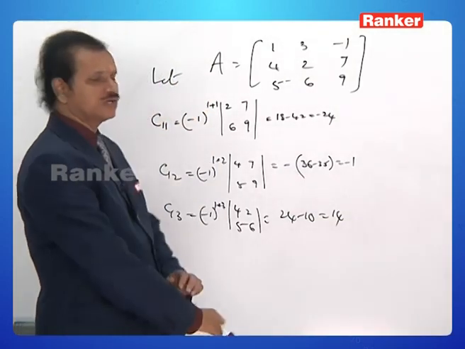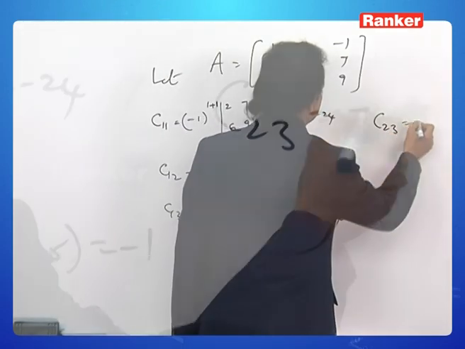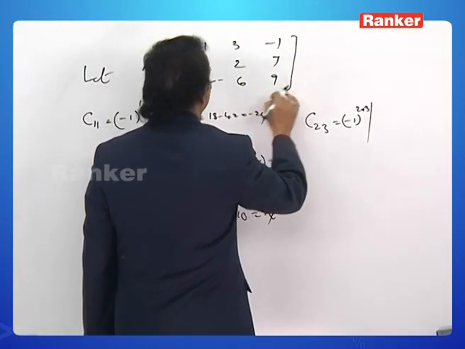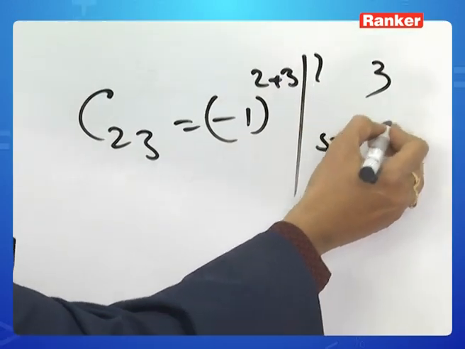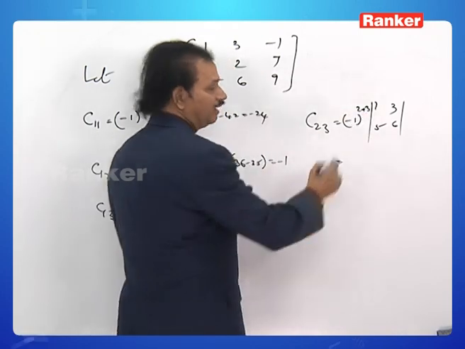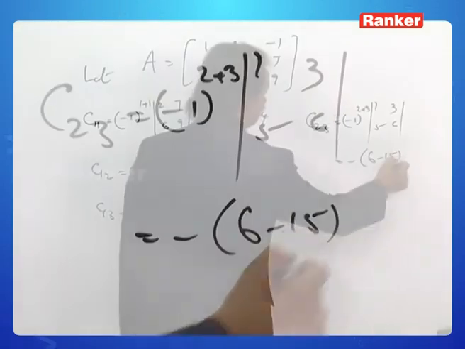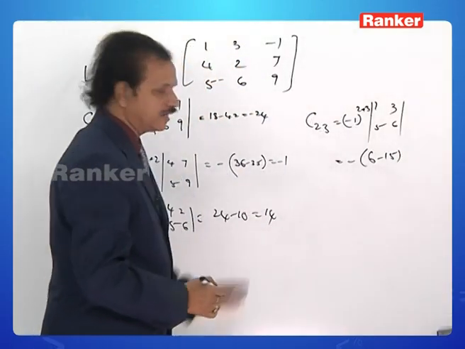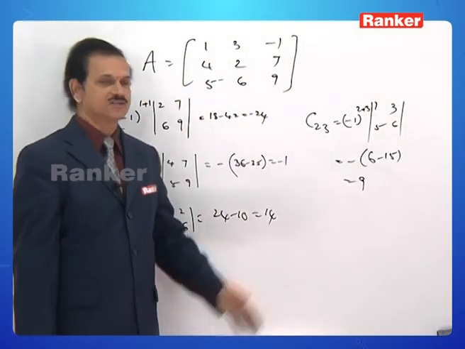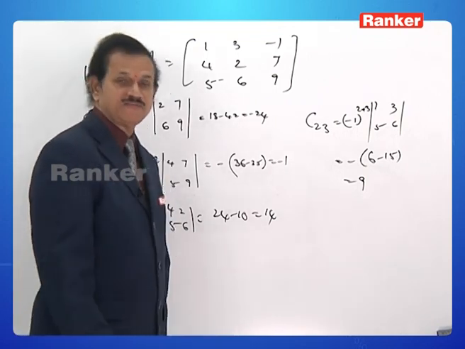Likewise, you can have C23, C31. Like there is an example. Let me find C23. What is this? Minus 1 whole power 2 plus 3. Second row, third column. 1, 3, 5, 6. What is the determinant? 2 plus 3 is 5. Minus 1 whole power 5 is minus of 6 minus 15. 6 minus 15 is minus 9. Minus of minus 9 is 9. That is the cofactor of the element which lies in the second row, third column. This is the way we find the cofactors.